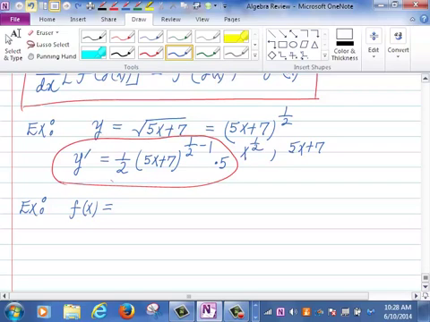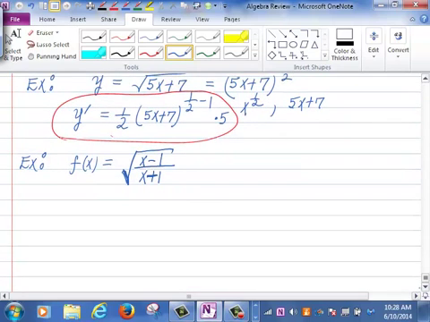Okay. Let's say I have the function f of x is x minus 1 divided by x plus 1, and then we take the root of that function. And we want to find the derivative of this. Now, it's the composition of what functions? What would be the outside of the composition?